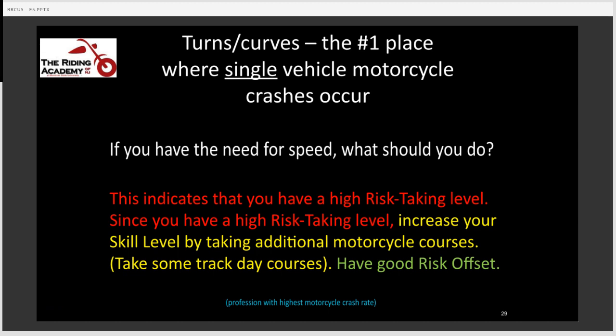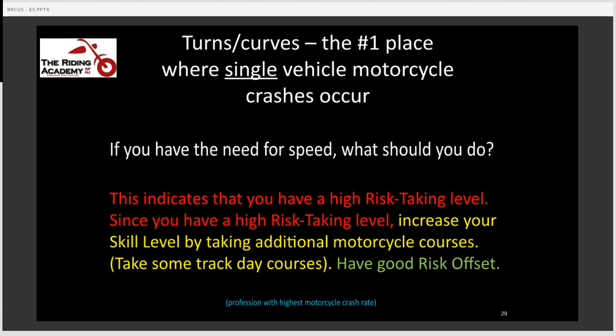Now, just a little bit of a side note: does anybody know what profession has the highest motorcycle crash rate? A lot of people think it's police officers, motorcycle cops, but actually, it's the number two profession. The profession with the highest motorcycle crash rate is actually soldiers, military personnel. A number of years ago, the Navy came to us, the Motorcycle Safety Foundation, and said, hey, look, we've got more soldiers dying on motorcycles than dying in action. What can you do for us here? So the Motorcycle Safety Foundation developed a course called the Military Sport Bike Course, and it really helped to reduce the crashes.